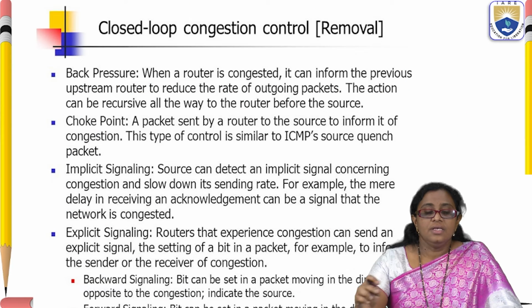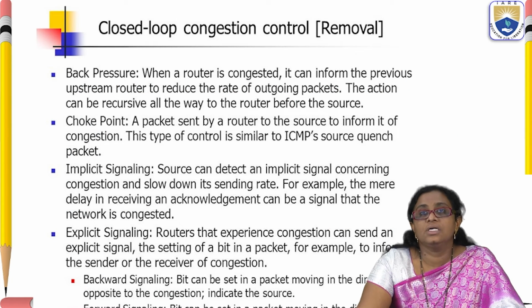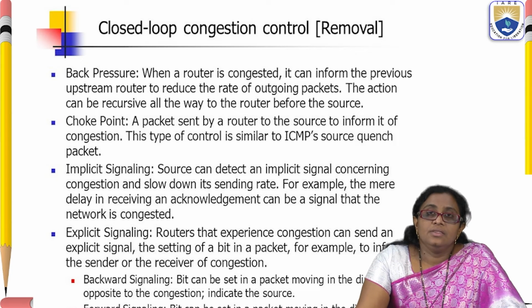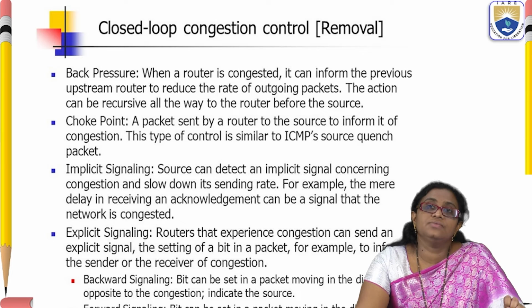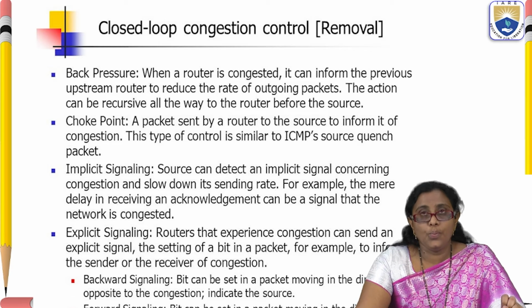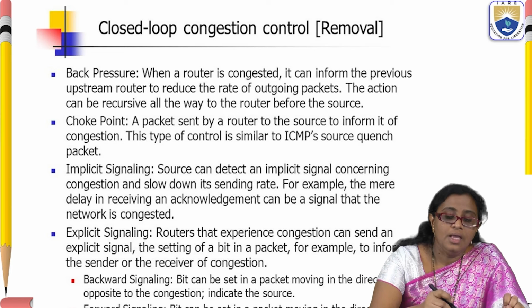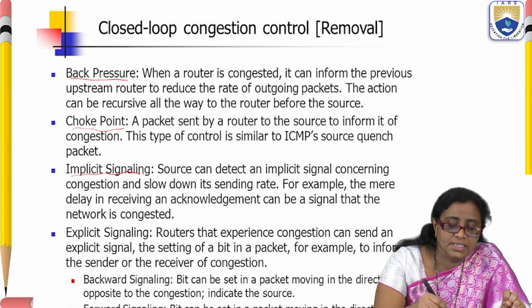Coming to the second one, closed loop congestion control. Here there are several techniques. The first is back pressure. The next is the choke point. The next is implicit signaling. And the next is explicit signaling.